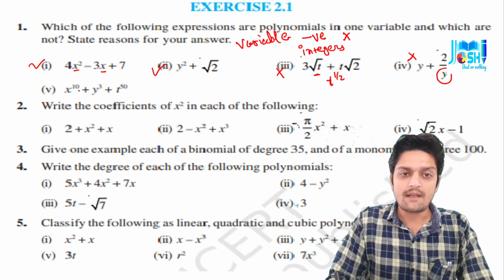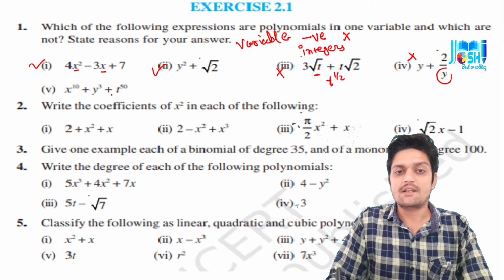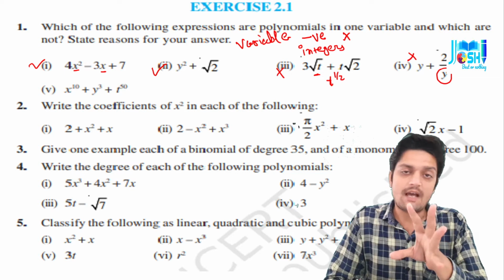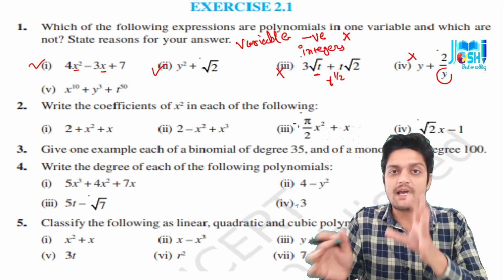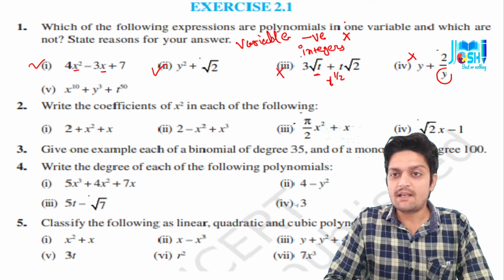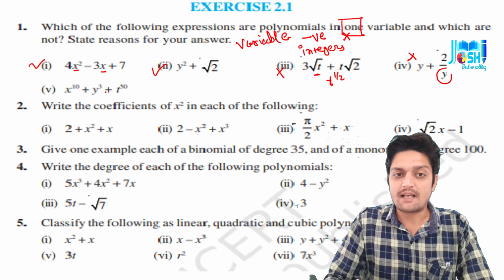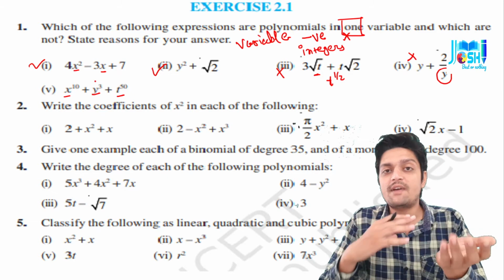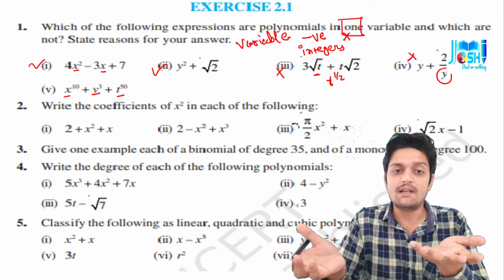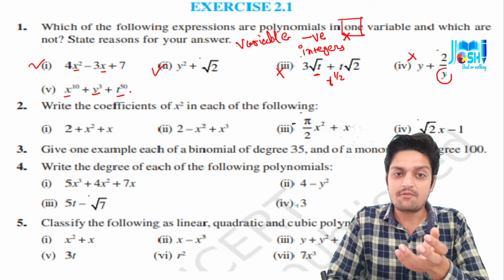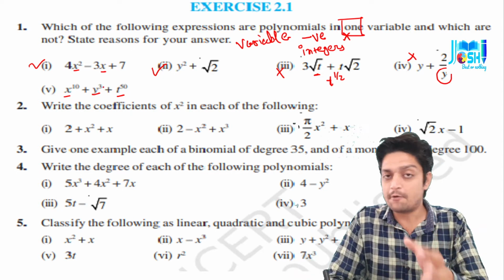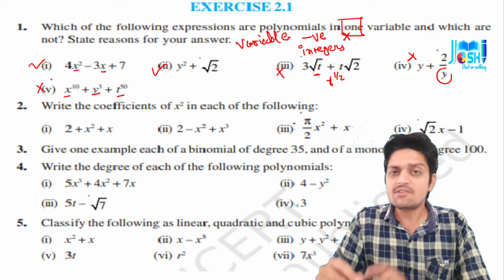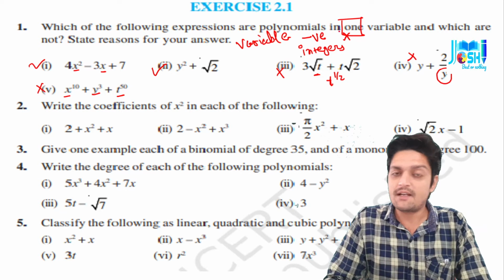Now see, x raised to 10, y raised to 3, and t raised to 50. Actually this is a polynomial, because there are 3 variables and all 3 are positive and integer. But here it is asked in one variable, and there are 3 variables, x, y and t, and in terms of which variable we have to consider is not given. So here we cannot say that x is the variable and y and t are both constants. Here we have to accept all 3 as variables. So this is not a polynomial in one variable, though it is a polynomial.